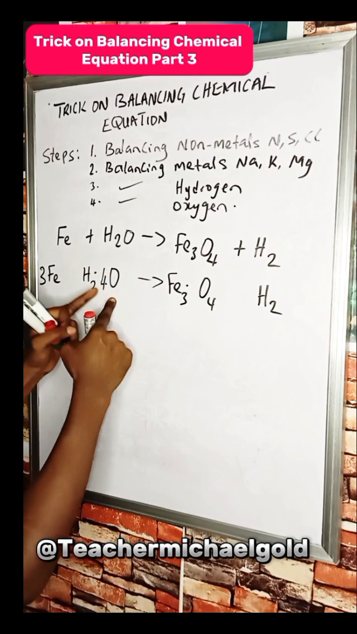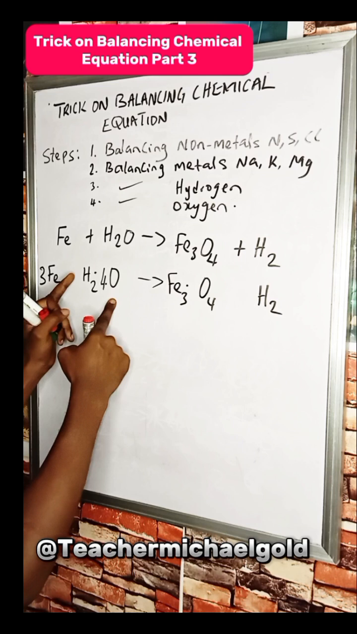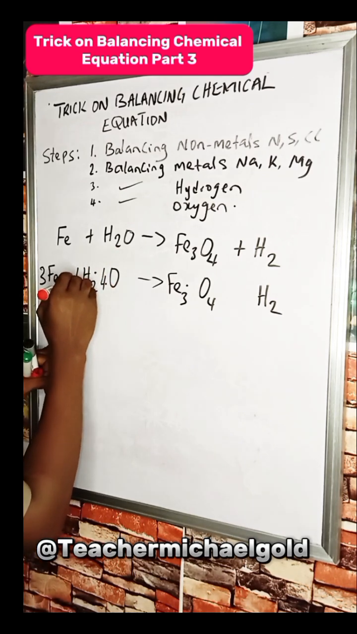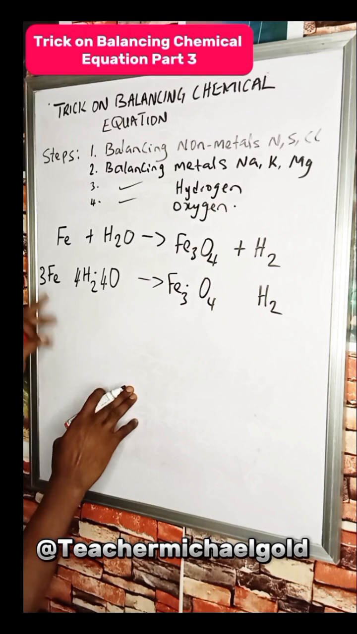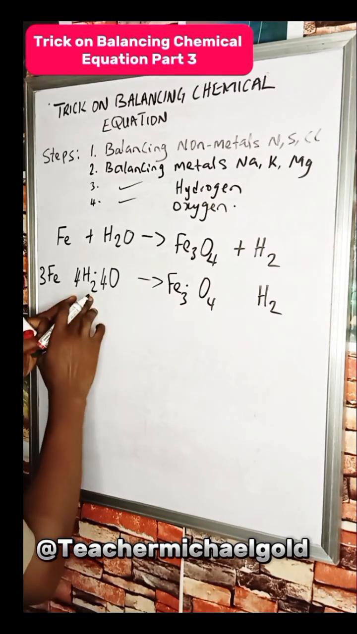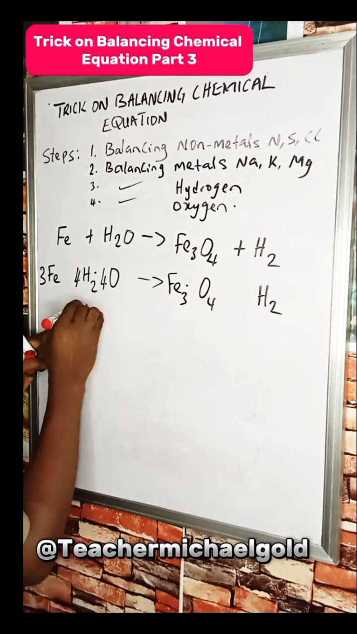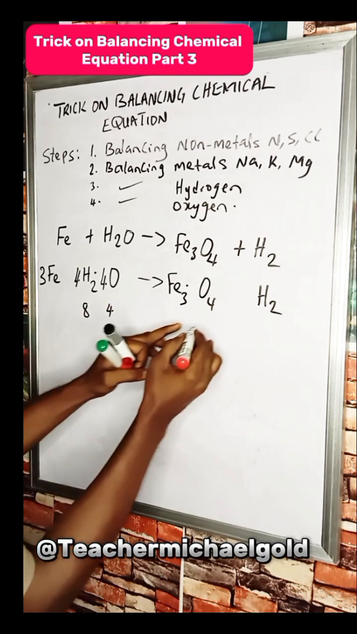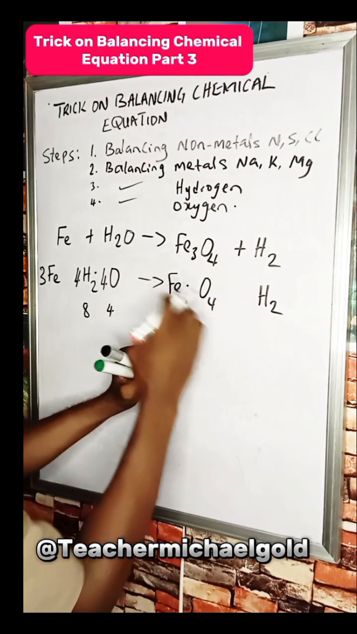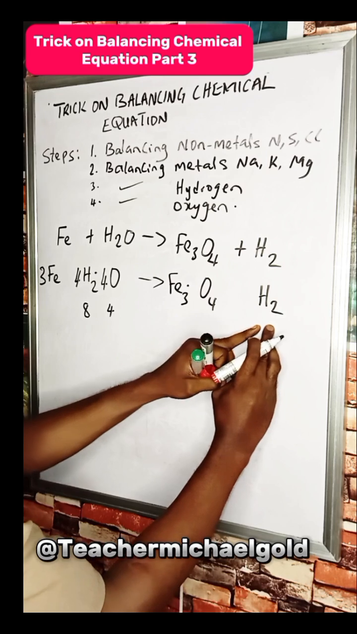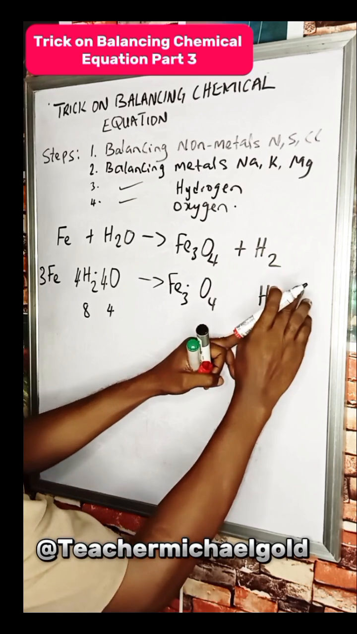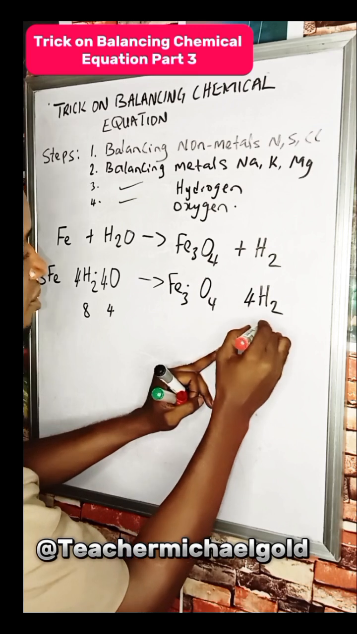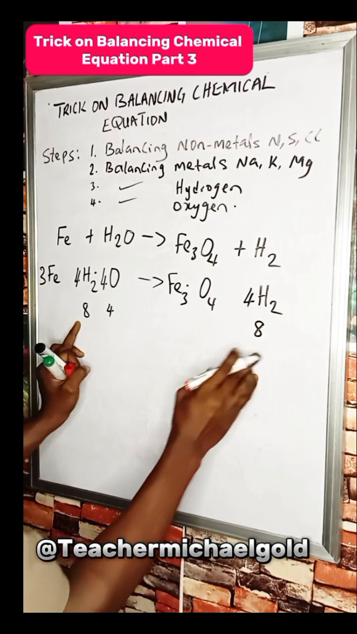If you add 4 here, that means that this 4 will also affect this hydrogen because they are just one compound. So you add 4 to this part also. When you add 4 to this part, the hydrogen here has increased to 8, while oxygen here has increased to 4. So you come over to this place, oxygen is 4, so oxygen is balanced. Here, hydrogen is 8. So what do you need to multiply 2 by to have 8? It is 4. If you add 4, this one will now be 8. So that hydrogen is also balanced.